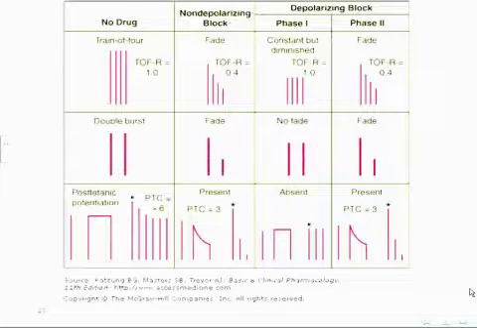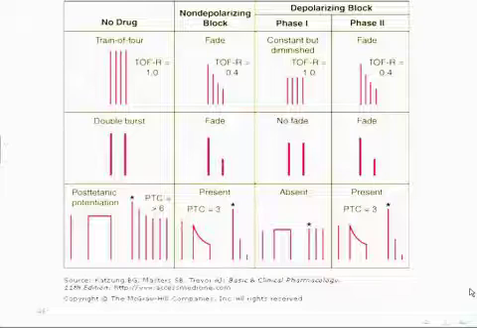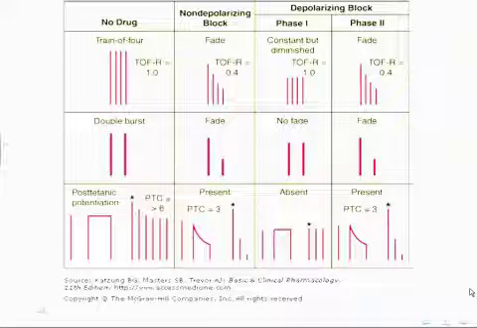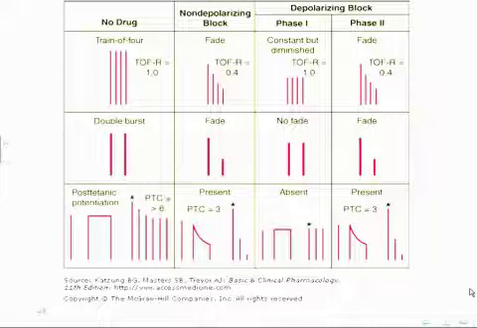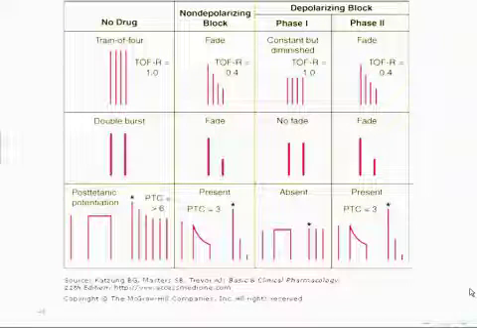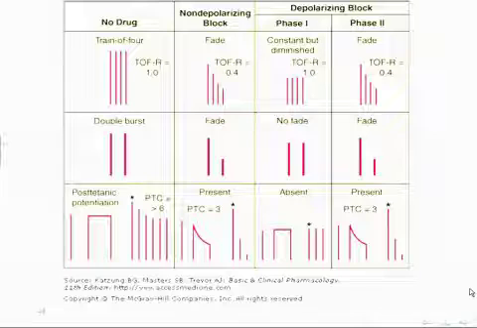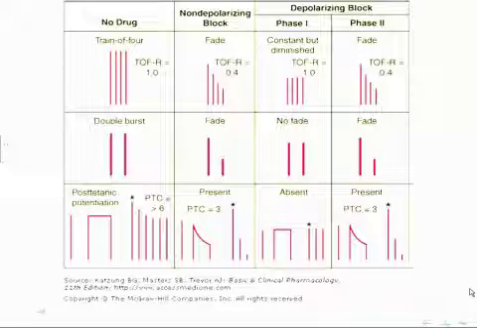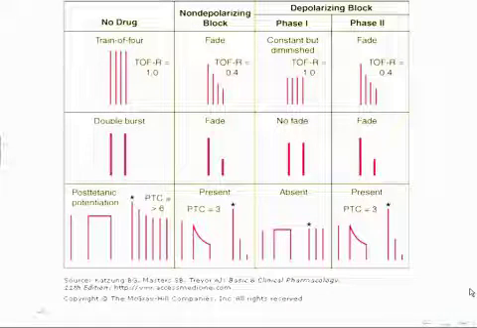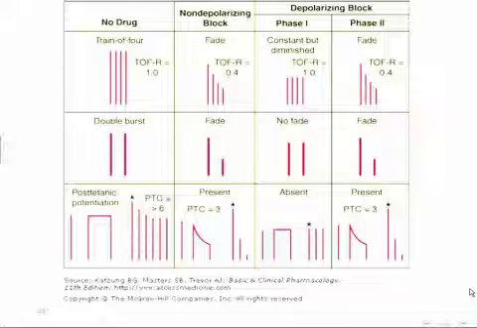What you see here is non-depolarizing agents in the second column. You see the fade effect with either the train of 4 or double burst. And you can see when you do post-tetanic stimulation, you'll see that the tetanus begins to drop off right away, and you see the post-tetanic train of 4 that is accentuated initially, but then rapidly diminishes.